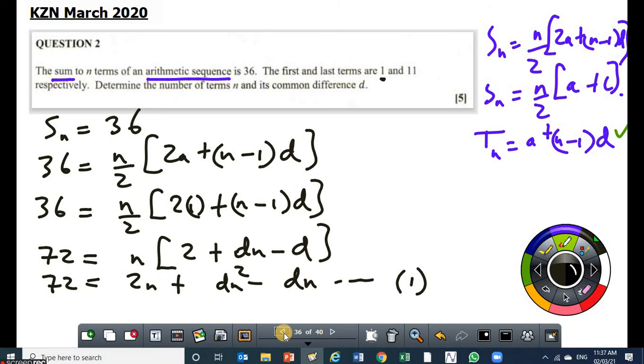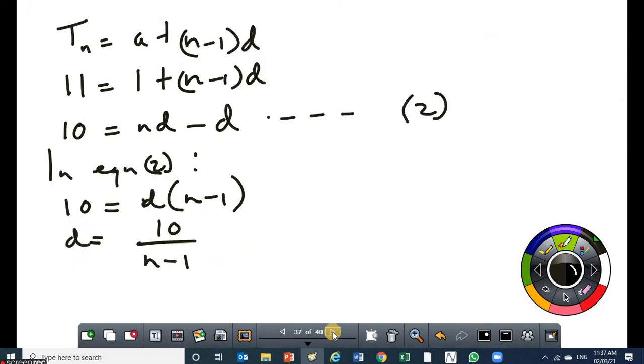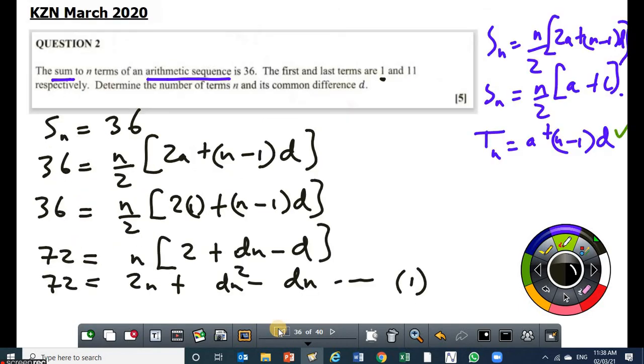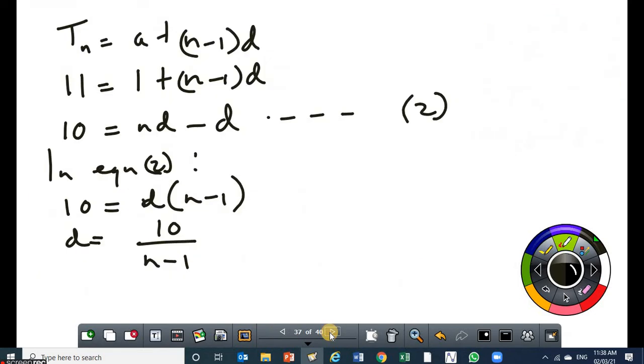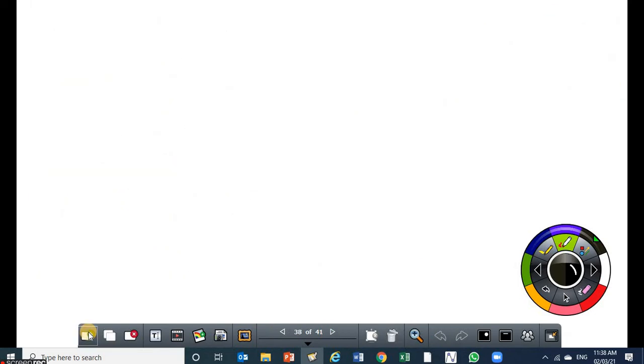So where there is d here, and d there, I'm going to put 10 over n minus 1. So where there is d, we are going to put 10 over n minus 1 in this equation. So I'm going to rewrite that equation, 72. We go to the next page.